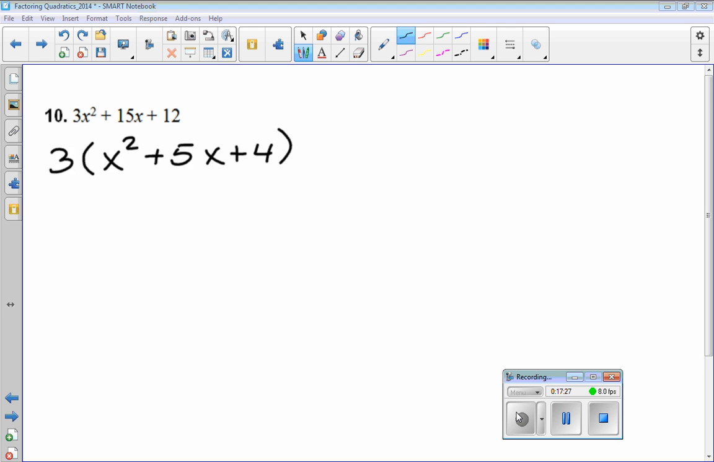So at this point, I am not finished. I've only done the first step, which is take out the 3. I took out the GCF. I still have to factor what's left in the parentheses. So we need to think about two numbers that multiply to be 4 and add to be 5. Two numbers that multiply to be 4 and add to be 5. What are they? 4 and 1.